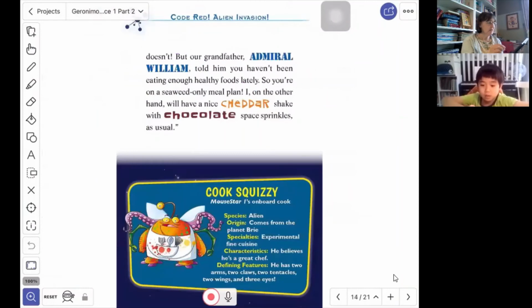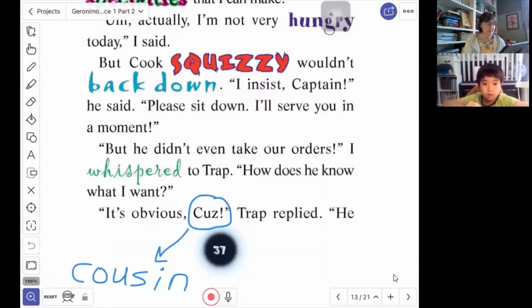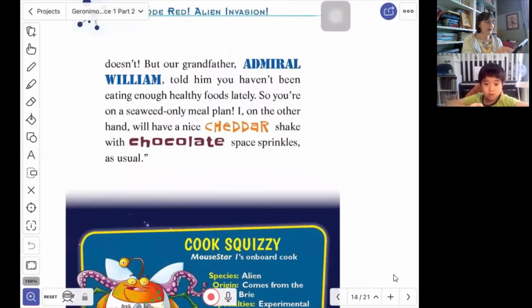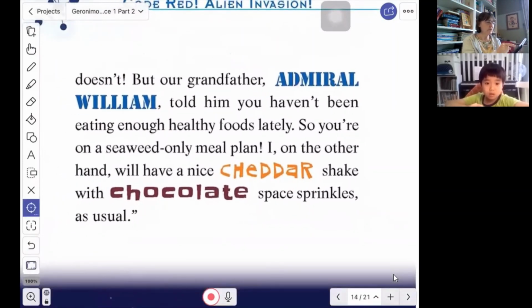He doesn't know, right? So Geronimo says, how does he know what I want? And Trap says, he doesn't know what you want. But our grandfather, Admiral William, told him you haven't been eating enough healthy foods lately. Uh-oh. So you're on a seaweed only meal plan. I, on the other hand, will have a nice cheddar shake with chocolate space sprinkles as usual.